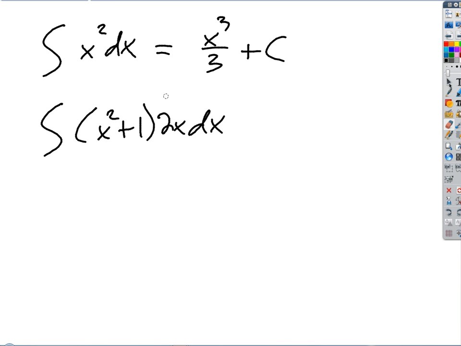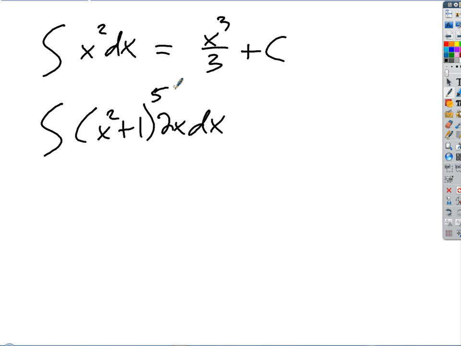Heaven forbid, what if it were a 5? Then that gets really complicated, right? Then I've got to distribute that whole thing through. I've got to expand the binomial, then distribute the 2x through, and then anti-differentiate or integrate term by term. That gets to be kind of cumbersome.